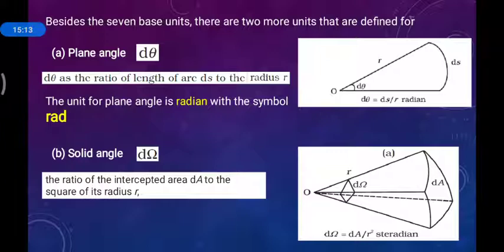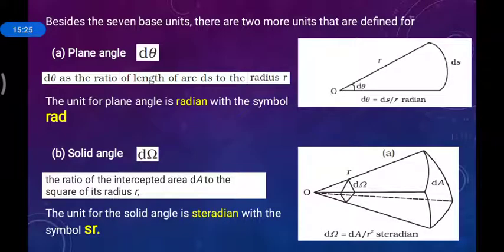Similarly, ds upon r: ds is meter, r is also meter, so it is also dimensionless. So ultimately the plane angle, which means radian, and steradian. Why am I saying steradian? Because the unit of solid angle is the steradian, abbreviated as sr. So radian and steradian are both dimensionless quantities. Most important MCQ: which two quantities are dimensionless? These two quantities, plane angle and solid angle, or radian and steradian. And the unit of the solid angle is steradian, sr, instead of rad as in the radian.